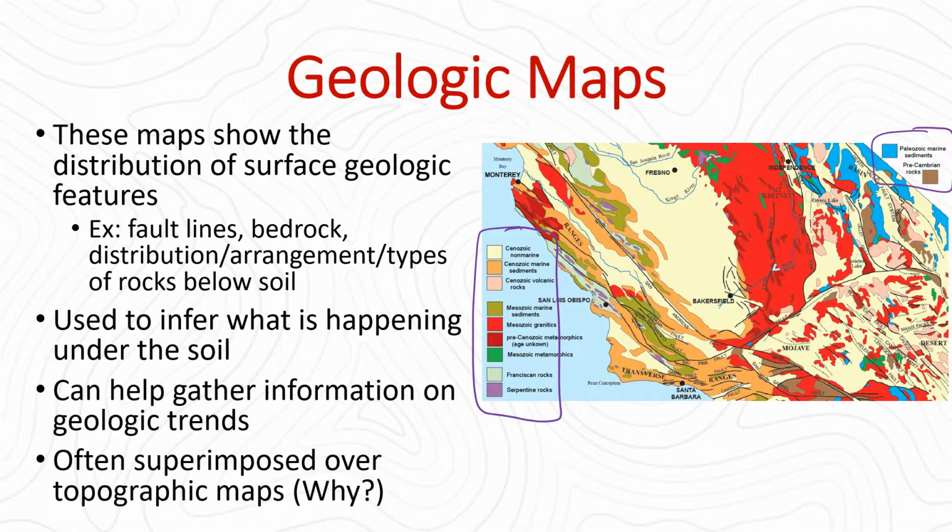Well, the main reason is because if you're looking at the type of soil and the type of geological features, you probably also want to know if you're looking at a valley or a hill. So it gives you a much better idea of what is happening to the land geologically.